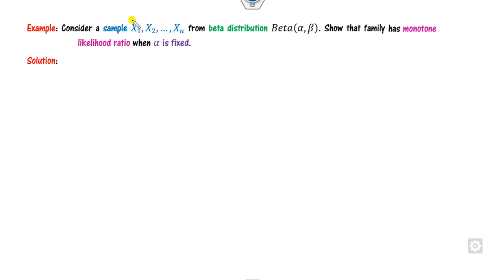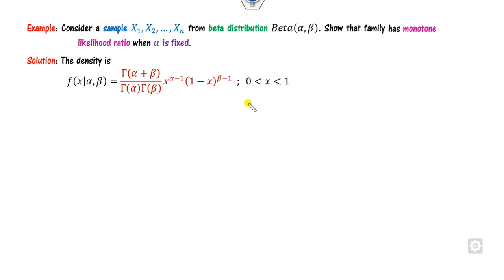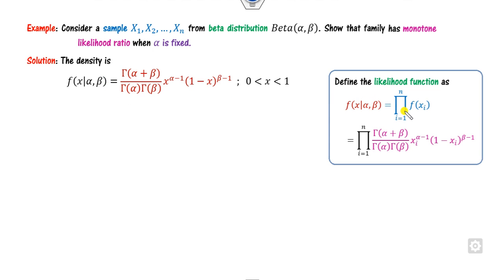Look about the other one. Now again, the family is given to you, so you have to define this likelihood function. In this case, alpha is given to be fixed. Firstly, it's a beta distribution. You define the probability density function of beta, and define the likelihood function like this.